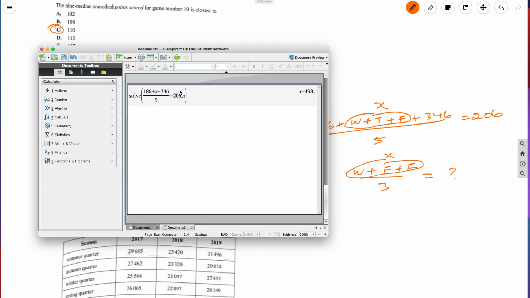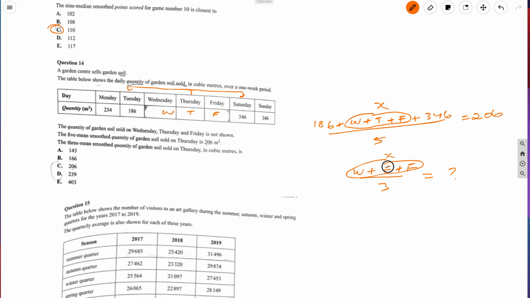And that says 498. So now I can just do 498 for W plus T plus F, divided by 3, and it gives me 166. I realize I wrote F twice here, that should be T. 166, so that's a very tricky question from them there.